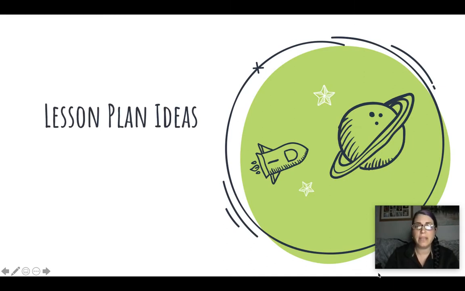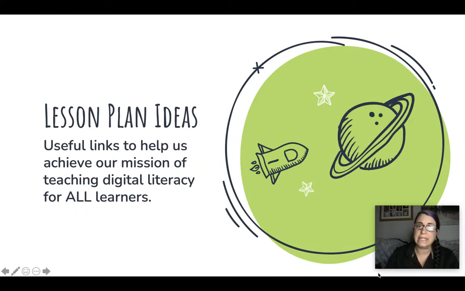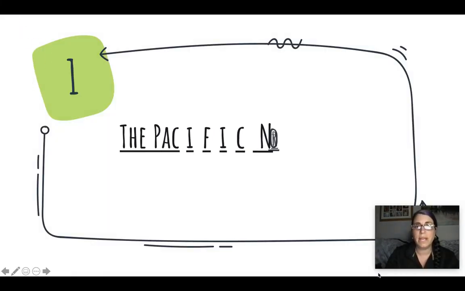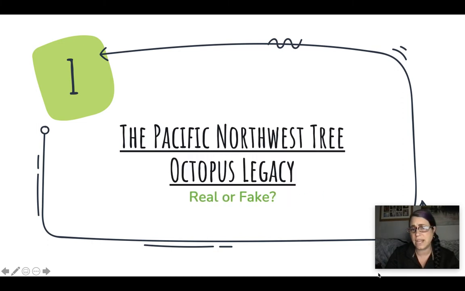So I have put together a bunch of lesson plan ideas that you can use, and you just have to think about what audience you have. The different lesson plans are for different age groups, and find one that's useful for you. The first one is the Pacific Northwest tree octopus.